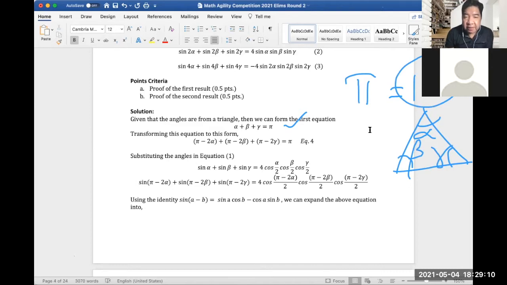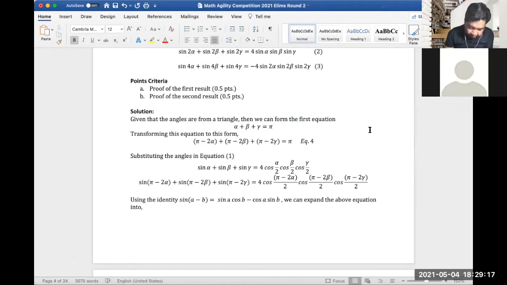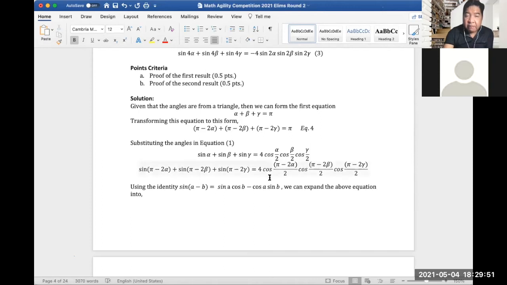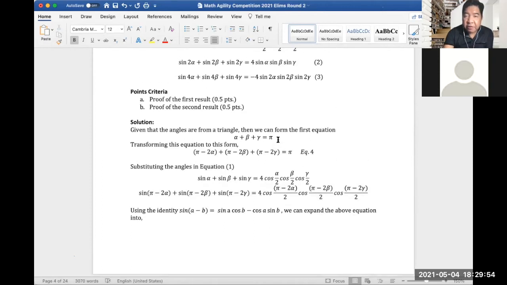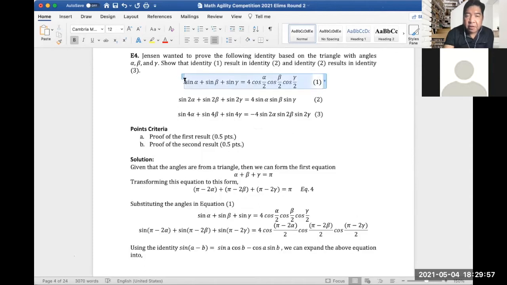So we can transform this equation to this form, which is equation number 4 here. Pi minus 2 alpha plus pi minus 2 beta plus pi minus 2 gamma is equal to pi. If you manipulate this, all of them would be equal to pi. Okay, so that's equation 4. And then if we substitute these angles in equation 1, our equation 1 is this, right? So let's start with that.